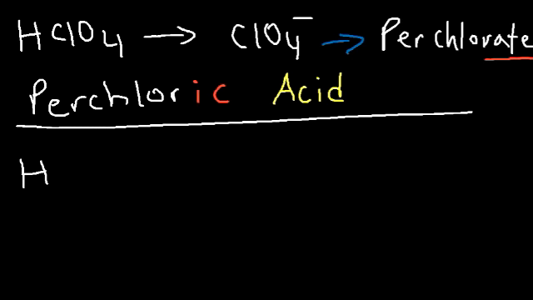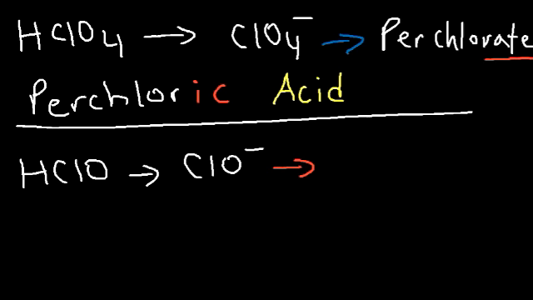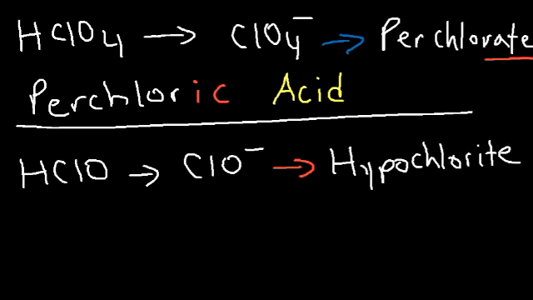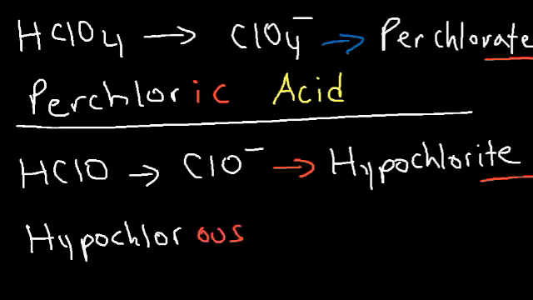Now what about HClO? What's the name for this acid? ClO is the polyatomic ion hypochlorite. So let's replace ite with ous. So to name the acid, it's simply going to be hypochlorous acid.